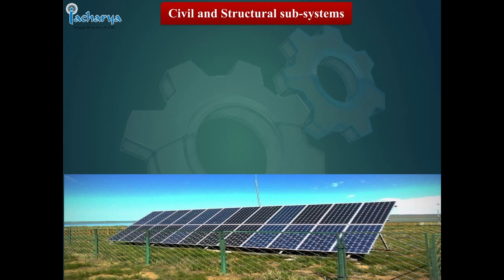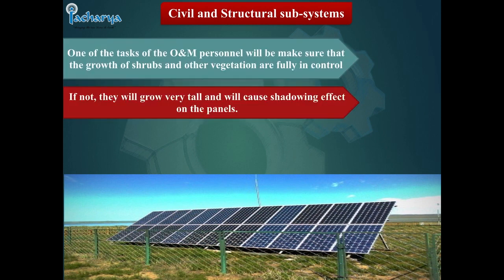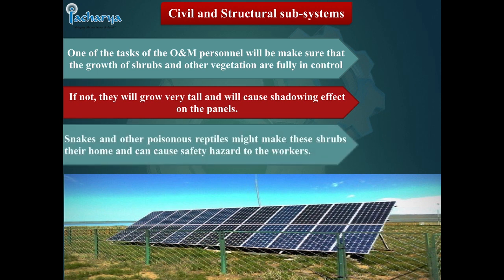Civil and structural subsystem. One of the tasks of the O&M personnel will be to make sure that the growth of shrubs and other vegetation is fully in control. If not, they will grow very tall and will cause shadowing effect on the panels. Snakes and other poisonous reptiles might make these shrubs their home and can cause safety hazard to the workers.